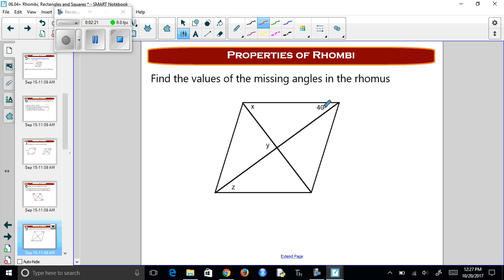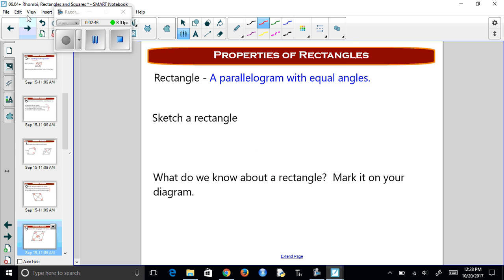So if we know one angle, like 40, we can find all the other angles in this rhombus because of that. The central angles, since these are perpendicular, are all 90. And now this is a triangle. Add up, subtract from 180, and these all will be 50. So by knowing just one angle, we're able to get all of those.